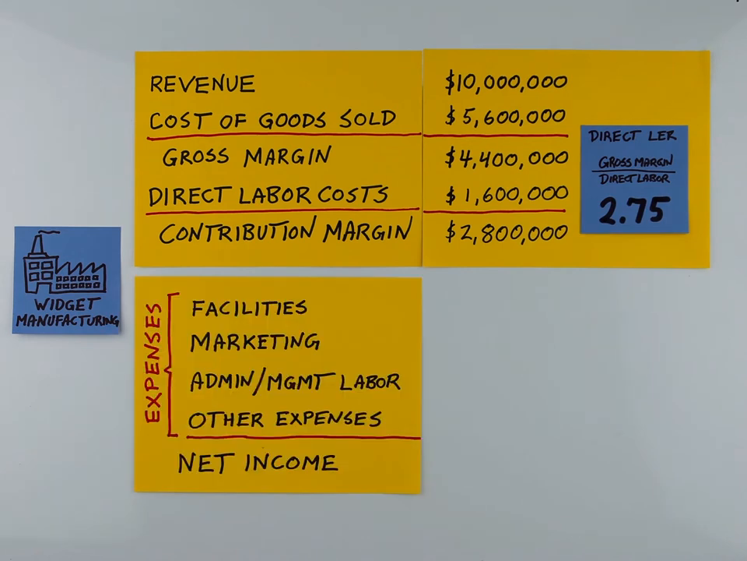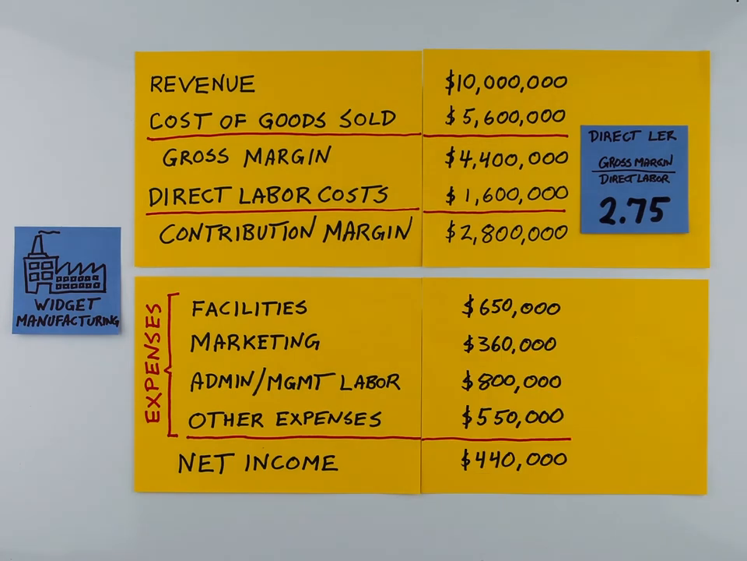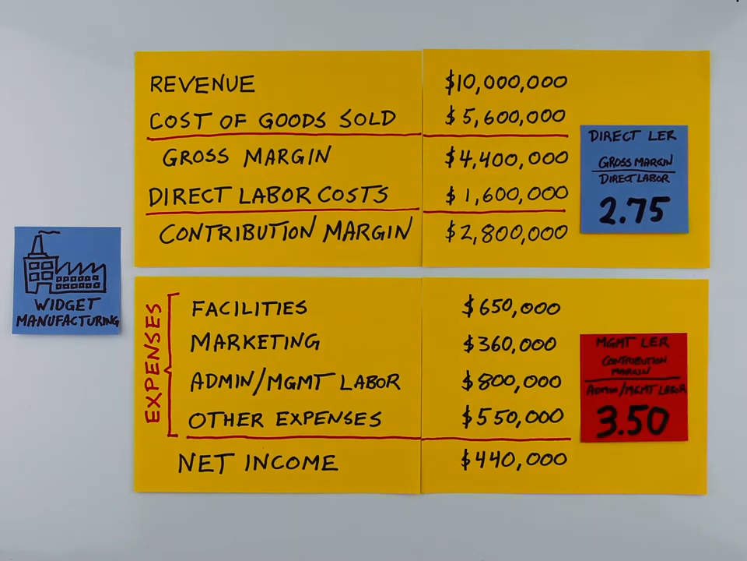All right, so let's look at the bottom half of the P&L. Our expenses are broken into 4 basic categories: facilities, marketing, admin management labor, and then other expenses. After we take out all the expenses from contribution margin, we're left with our net income. So again, for widget manufacturing, we can see the bottom half of our P&L here, and we have $800,000 in admin management labor. Our contribution margin is 2.8 million, and the formula is 2.8 million divided by 800,000. Our admin management LER is 3.5.